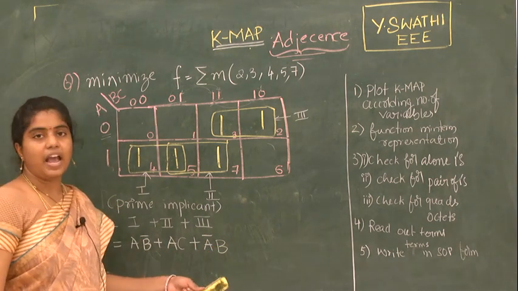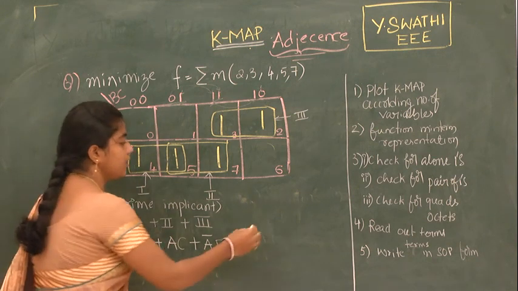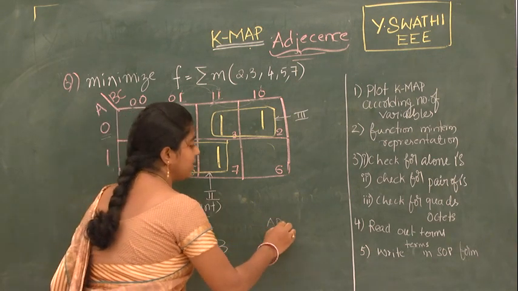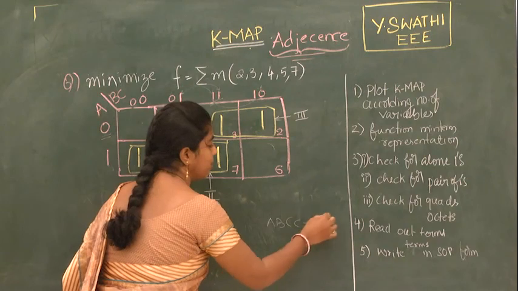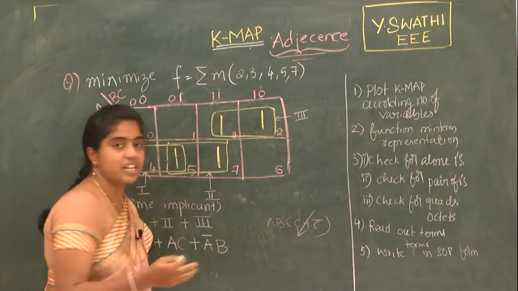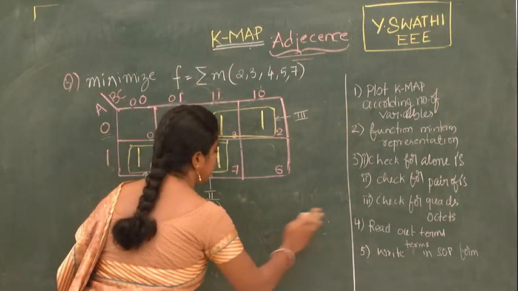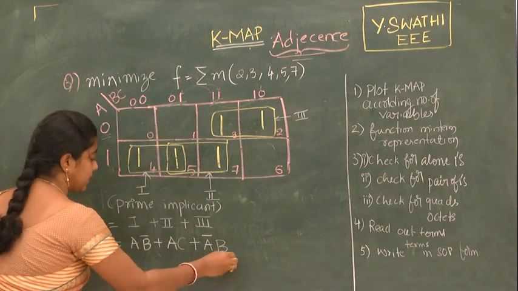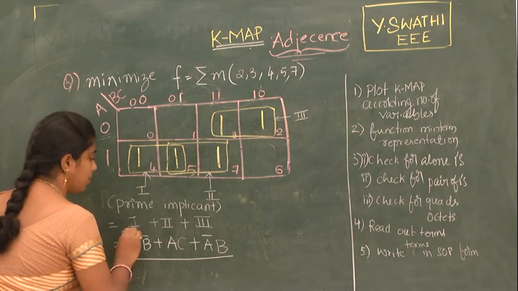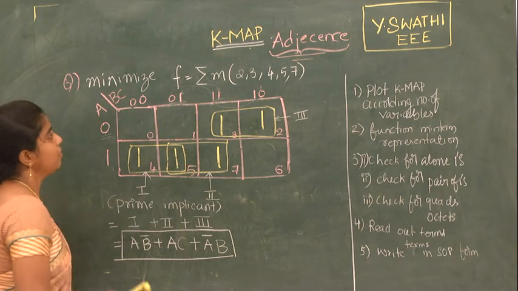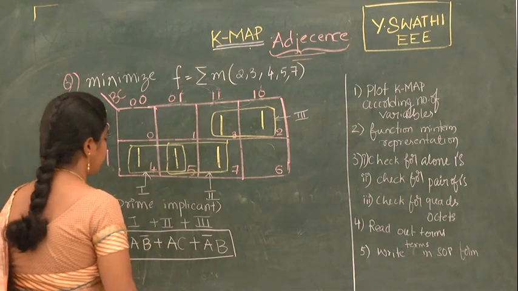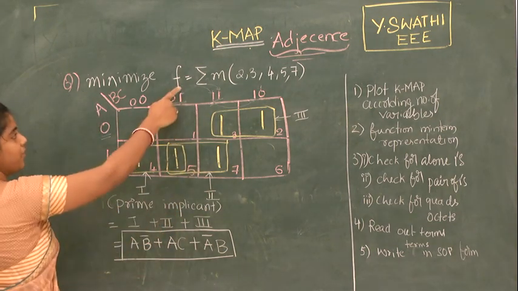As we have seen, the common terms are taken and the changed variable can be dropped out. So this is the minimized expression for this function.